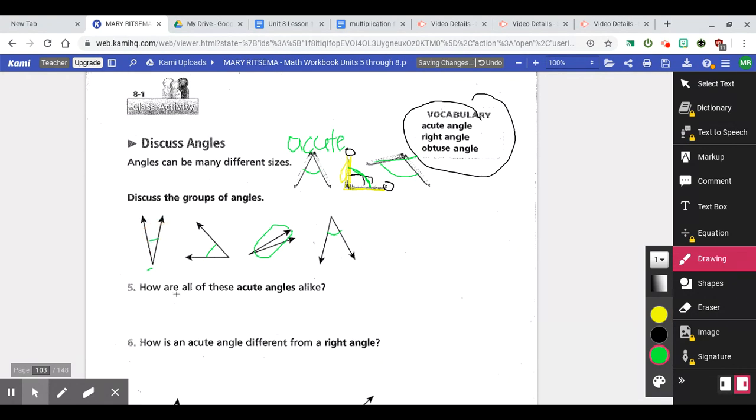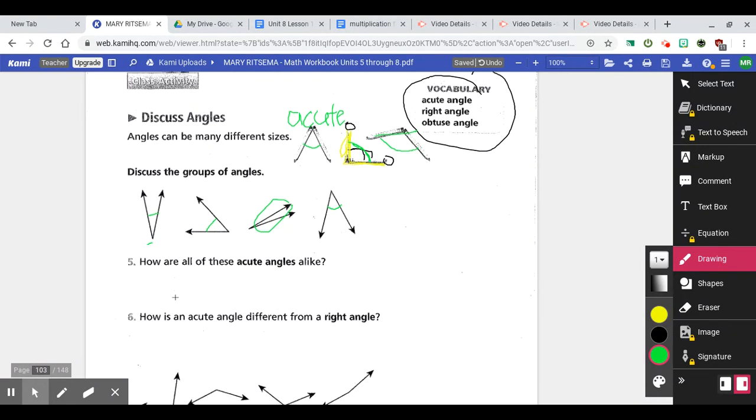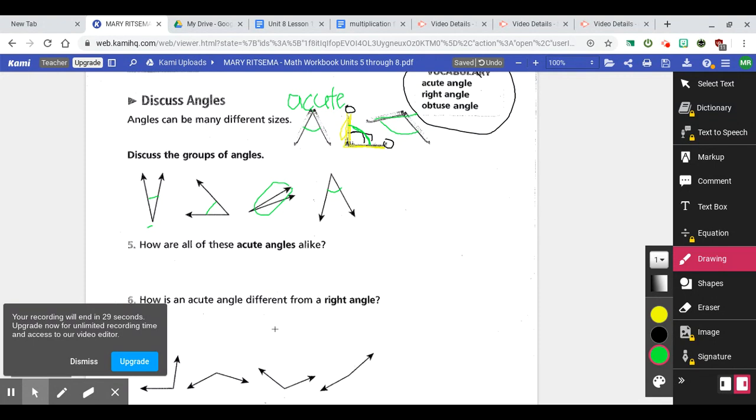So how are all these acute angles alike? They're all less than 90 degrees. Hopefully you were able to fill that in. All right, how is an acute angle different from a right angle? They are less than 90 degrees.